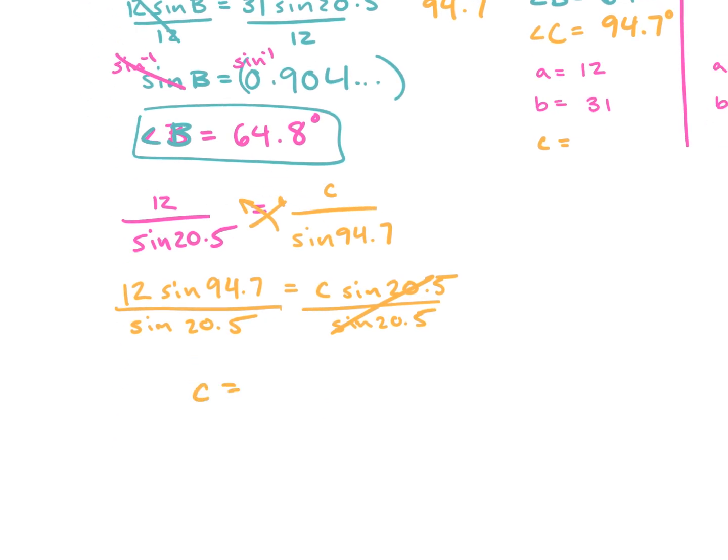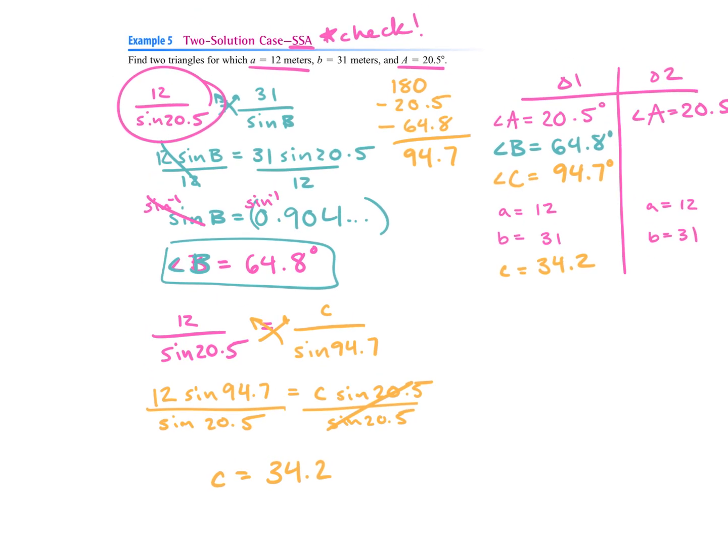So we get C equals, let's put this into our calculator, 12 times sine of 94.7 divided by sine of 20.5. Should get 34.15. I'll call it 34.2. 34.2 what? Meters is our unit here. Perfect.